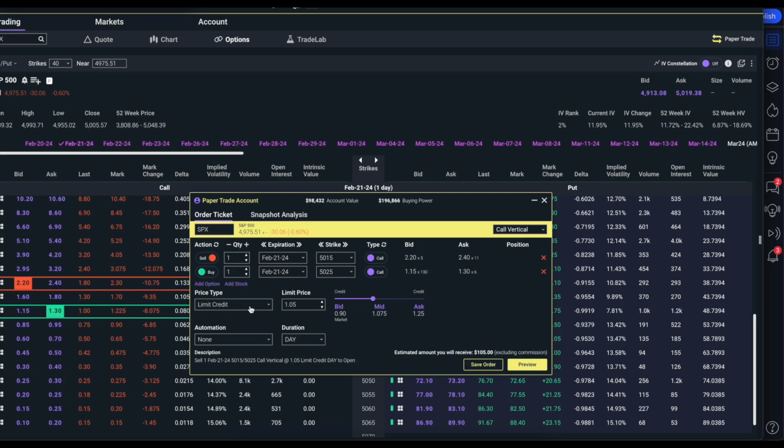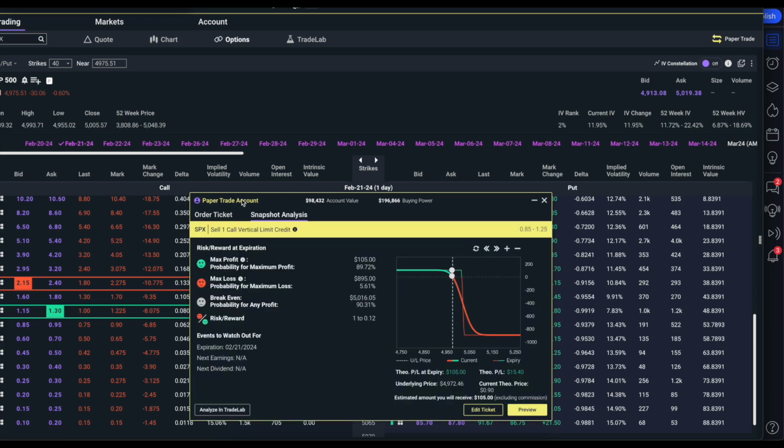Now, you're going to be collecting a credit, meaning you get this credit immediately in your trading account. So your max loss is the difference between these two strikes minus the credit received. Okay, so that's going to be your capped loss. And you can see that the probabilities are super high that you're going to win this trade. You're already in the money.